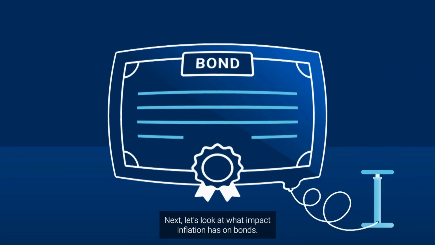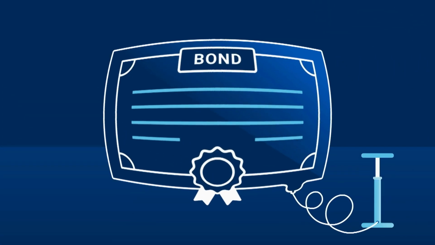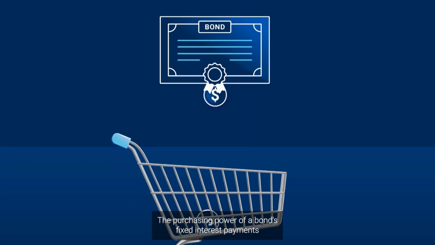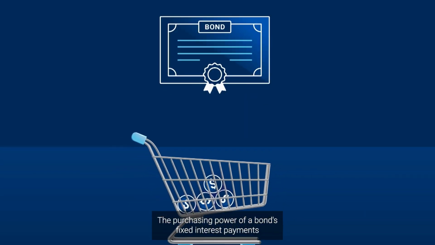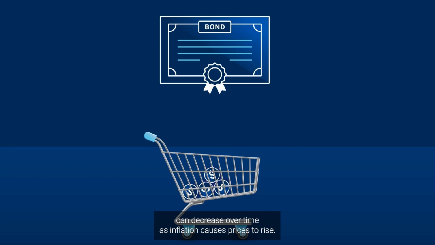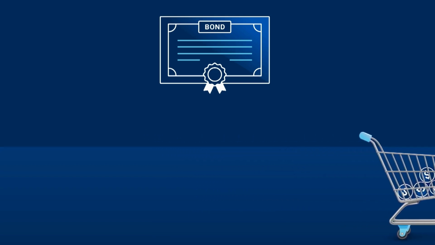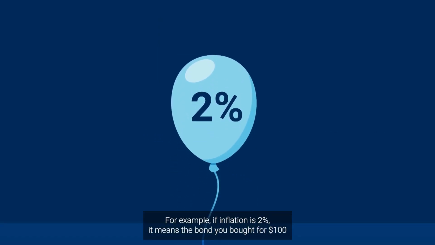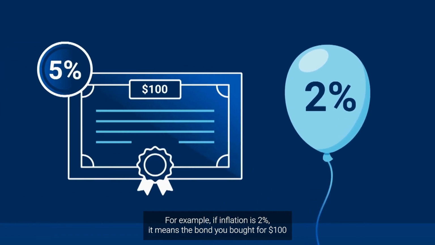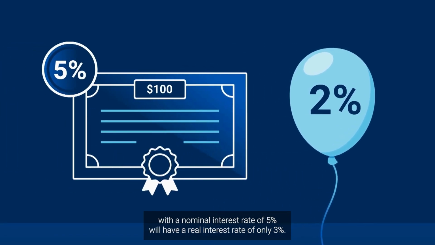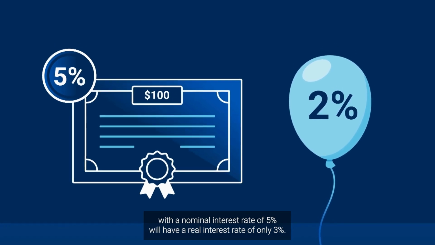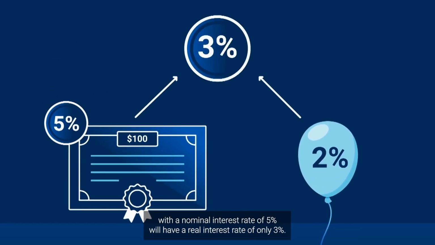Next, let's look at what impact inflation has on bonds. The purchasing power of a bond's fixed interest payments can decrease over time as inflation causes prices to rise. For example, if inflation is 2%, it means the bond you bought for $100 with a nominal interest rate of 5% will have a real interest rate of only 3%.